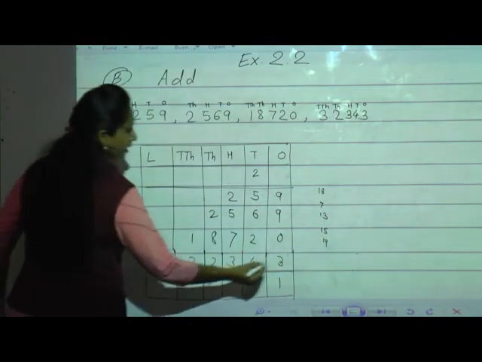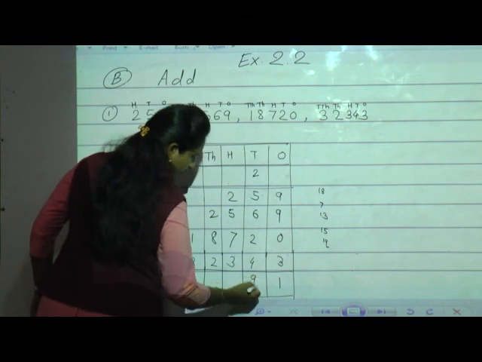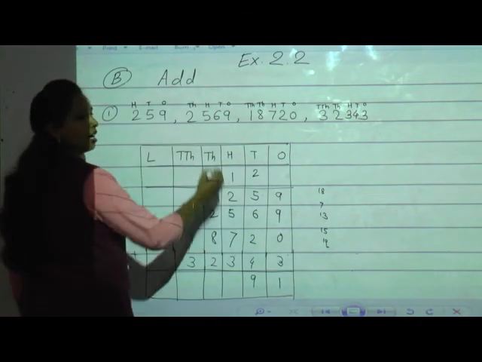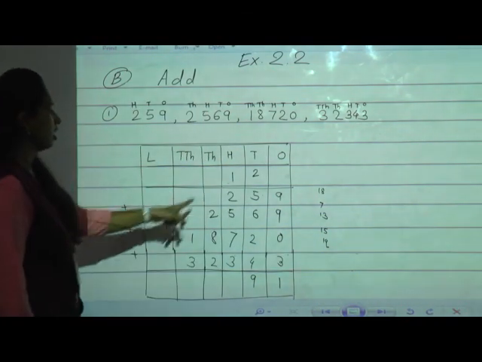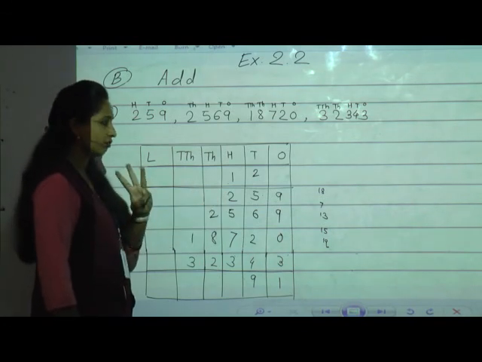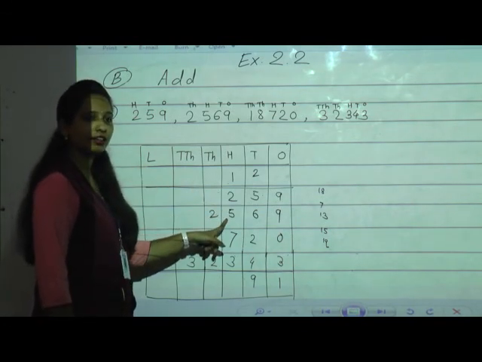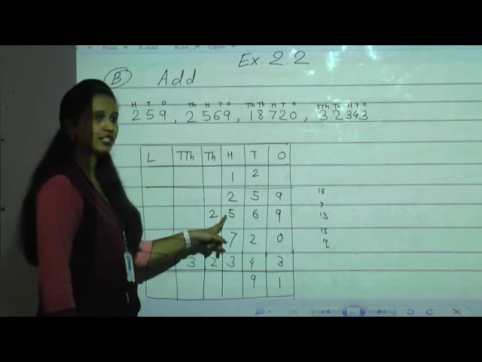So how will we write? 9 in the tens place, 1 we will carry to the hundreds place. Okay. Now 1 plus 2 is 3. 3 plus 5. Yes students, 3 plus 5.